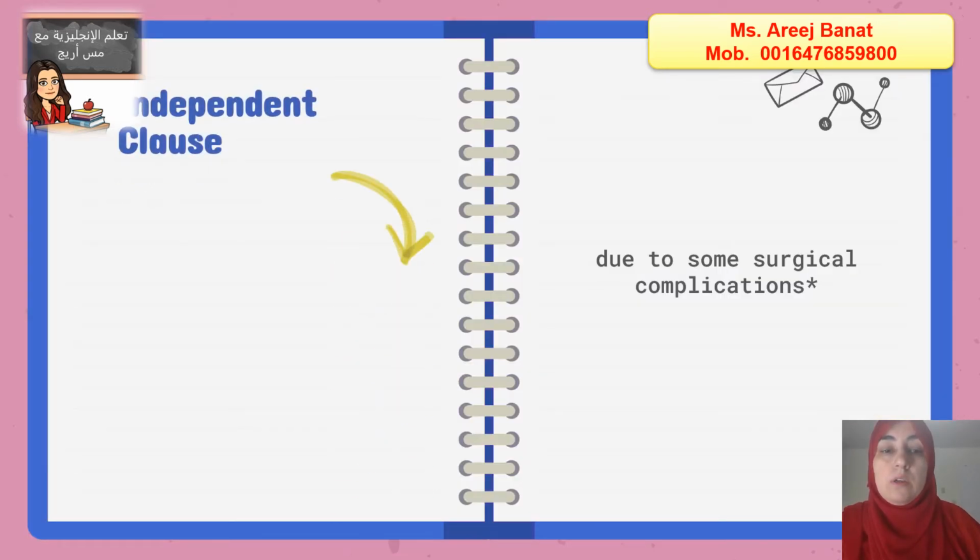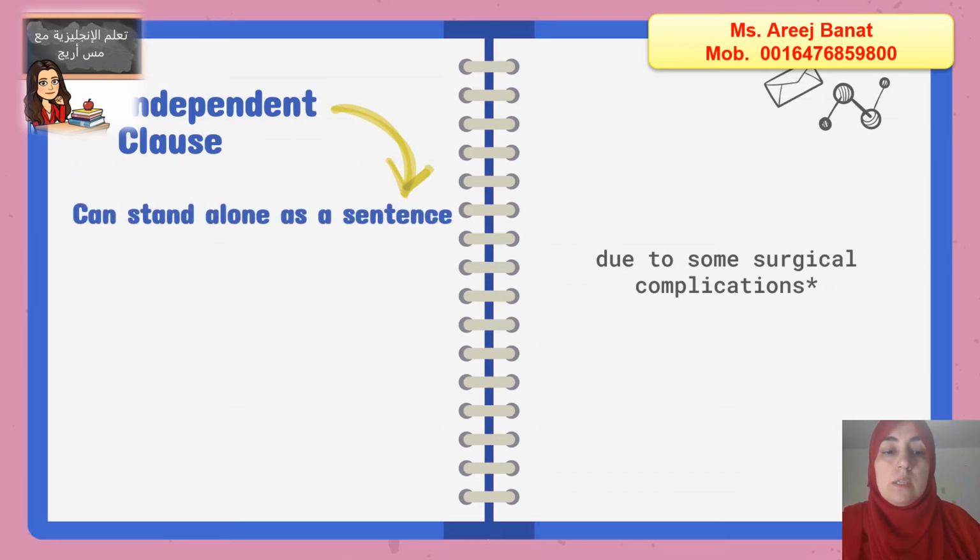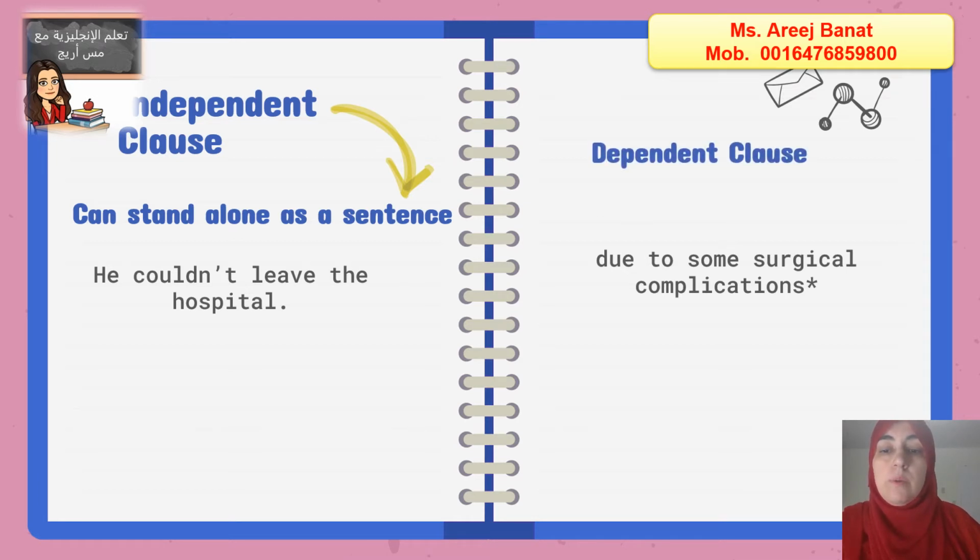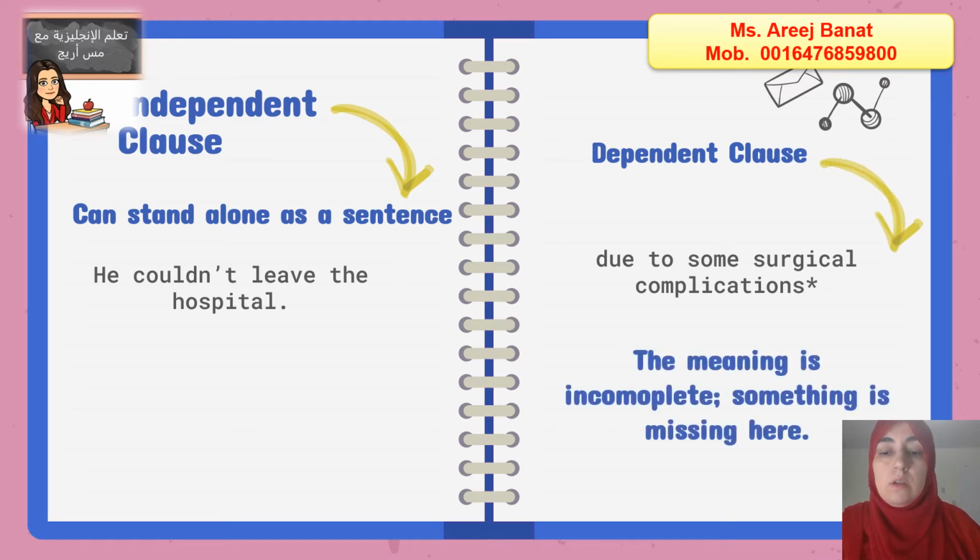So an independent clause again, it can stand alone as a sentence. For example, he couldn't leave the hospital. A dependent clause: due to some surgical complications. As you can see here, the meaning is incomplete, so something is missing here. We have to add something.